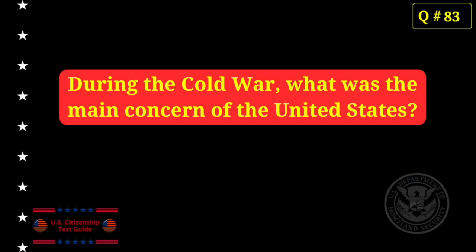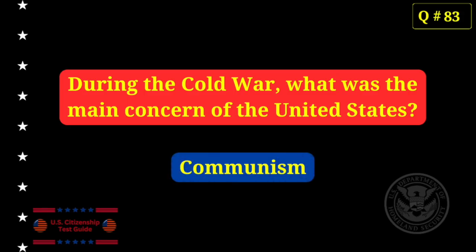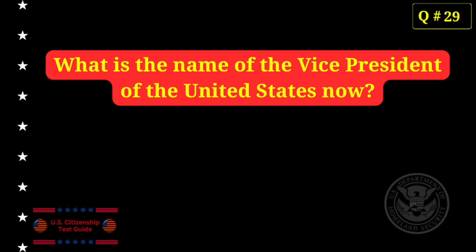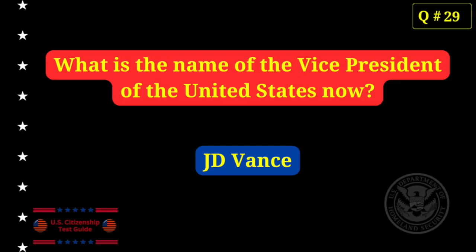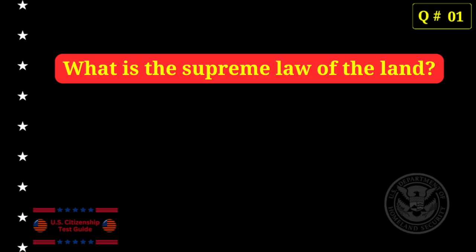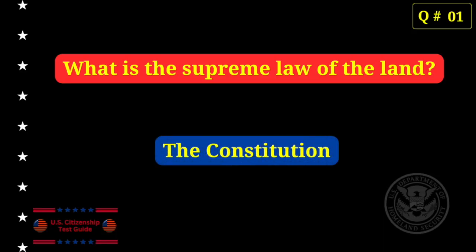During the Cold War, what was the main concern of the United States? Communism. What is the name of the Vice President of the United States now? J.D. Vance. What is the supreme law of the land? The Constitution.